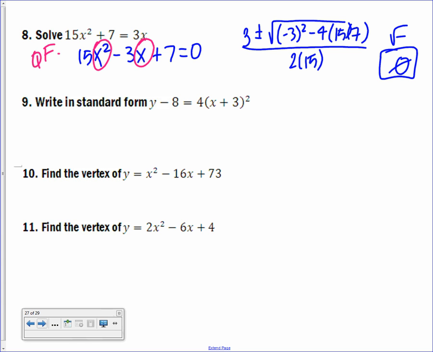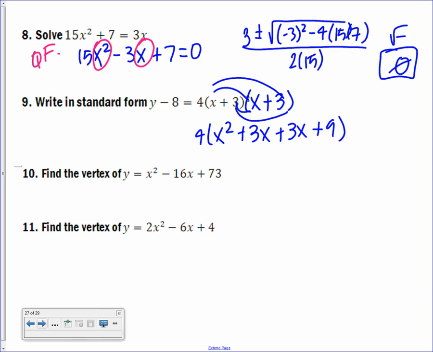Okay, number 9 says to write in standard form. So this looks a lot like the first question here, where the first thing we had to do was take care of this 2 by writing another x plus 3 and then foiling, again leaving that 4 until later. So it's going to give me x squared plus 3x plus 3x plus 9. If I put my x's together, that gives me a 6x.